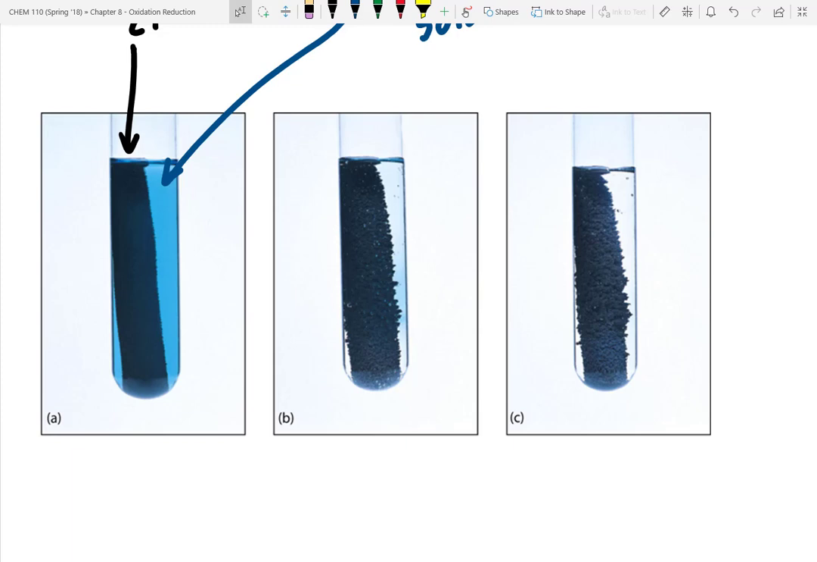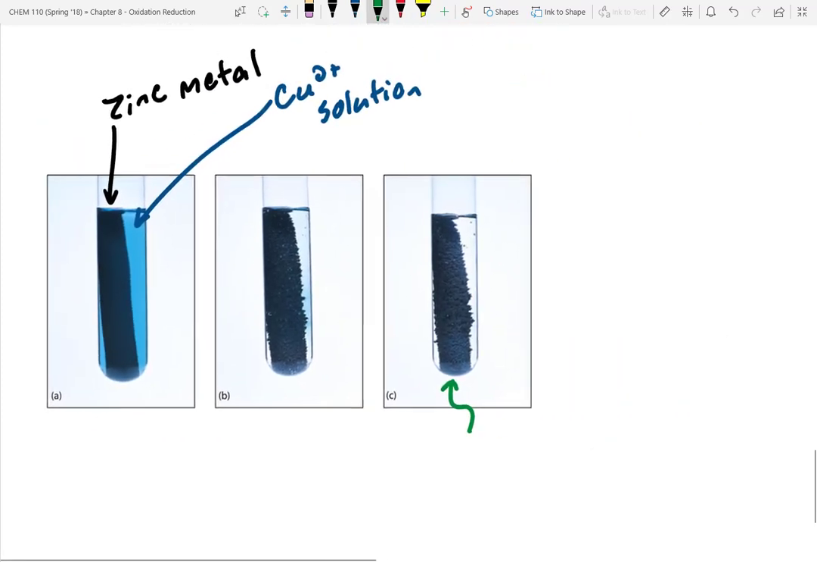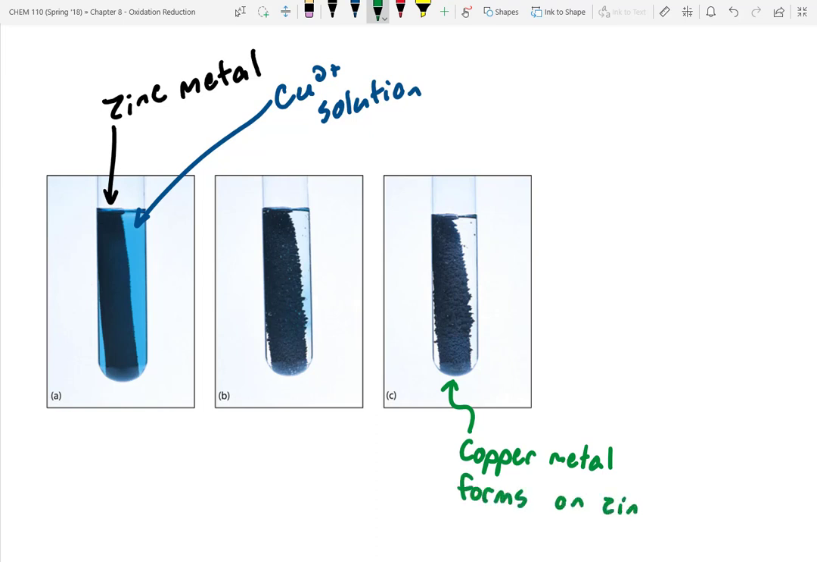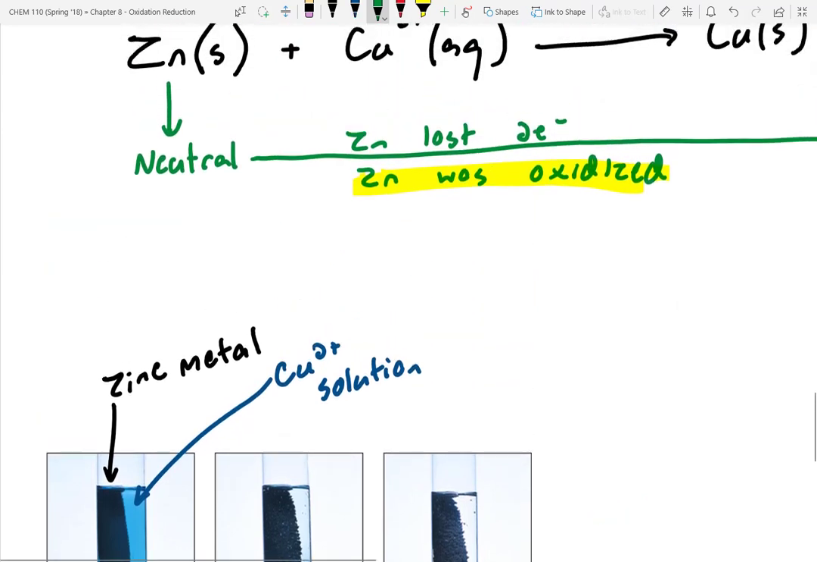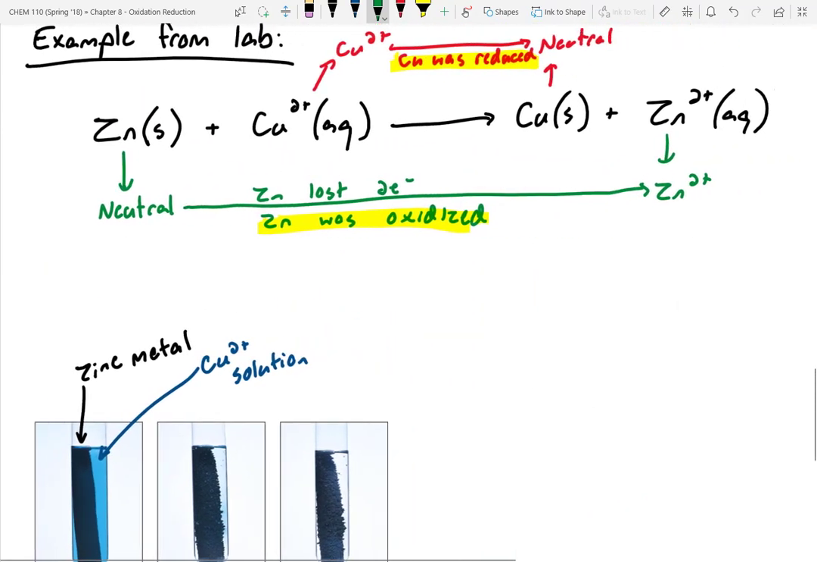So what's the stuff growing on the zinc? It's got to be the copper, right? So in this case, we'll make a note that copper is growing on the zinc. So copper metal forms on zinc. And we can tell that from the overall redox reaction, right? Because in the redox reaction, when all the electrons are transferred, we're actually forming copper metal.